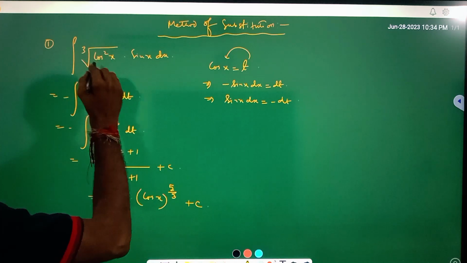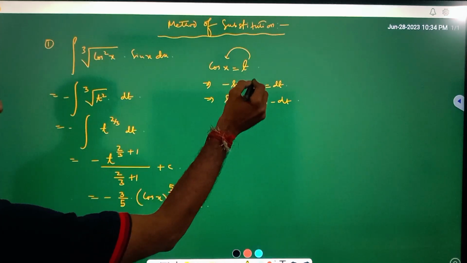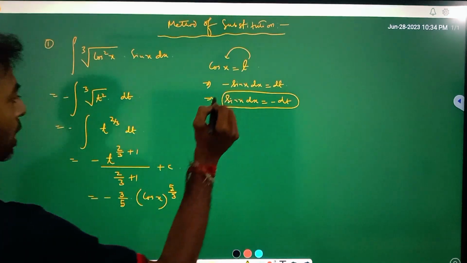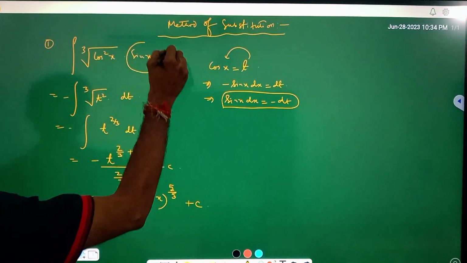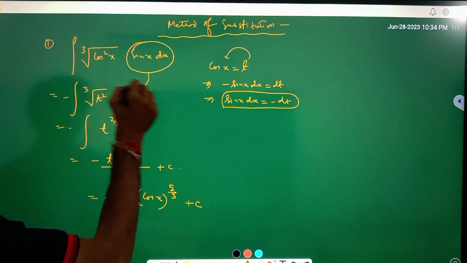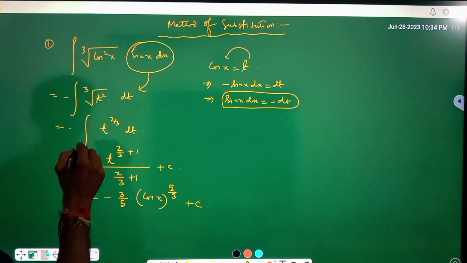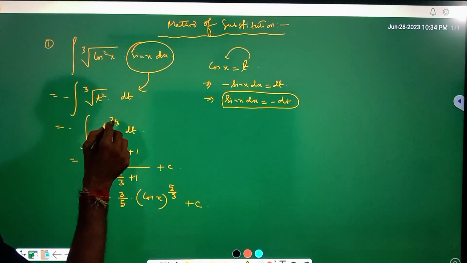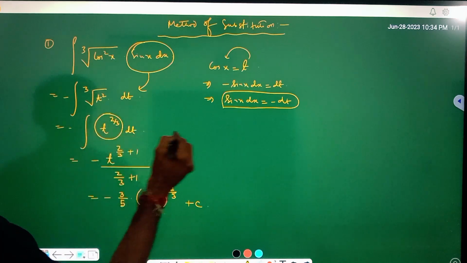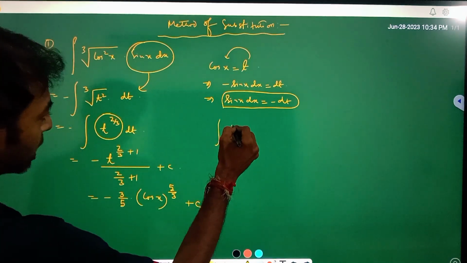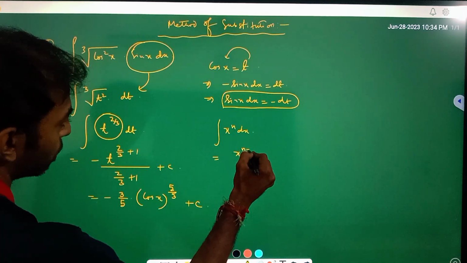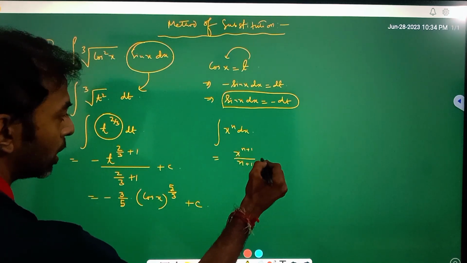Just substitute cos x as t and you will get the differentiation result, that is sin x dx equals minus of dt. Now we are substituting this by minus of dt, and cube root of cos square x will be cube root of t square, which will be t to the power 2 by 3, dt. Now integration of t to the power 2 by 3. What's the formula? We are using the standard integral formula, that is integral of x power n dx will be x power n plus 1 by n plus 1, we all know that, plus c.